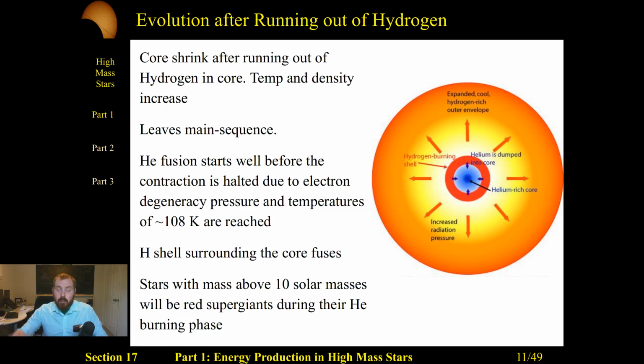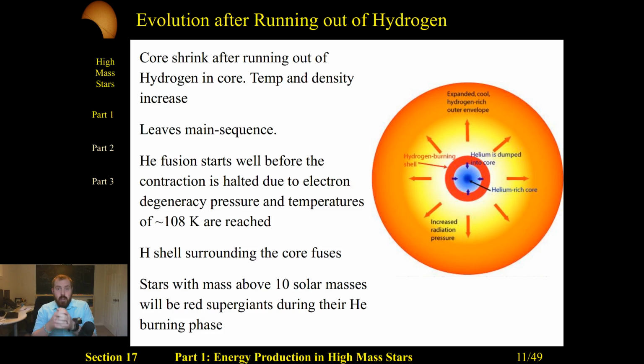So here's what happens. Run out of hydrogen. When you run out of hydrogen, the star will leave the main sequence, and its core will start to shrink. Now, unlike the low mass stars, helium fusion will pick up a lot faster. All right? We get to that critical electron degeneracy pressure. Remember, we're crushing the core, shrinking, and then we reach the critical electron degenerate state.